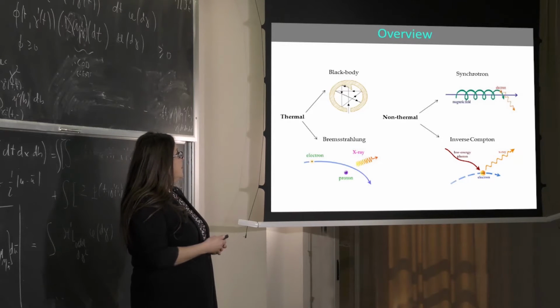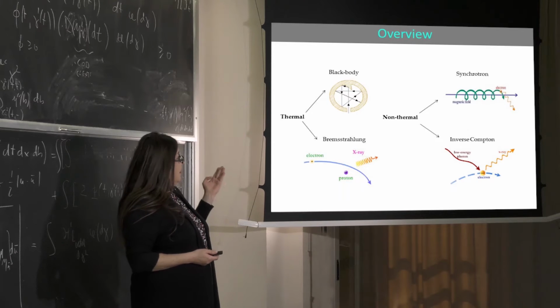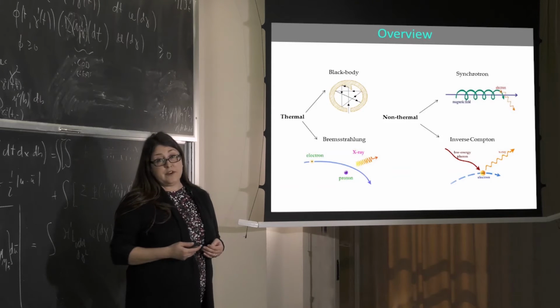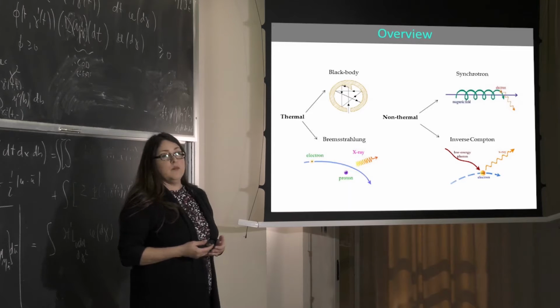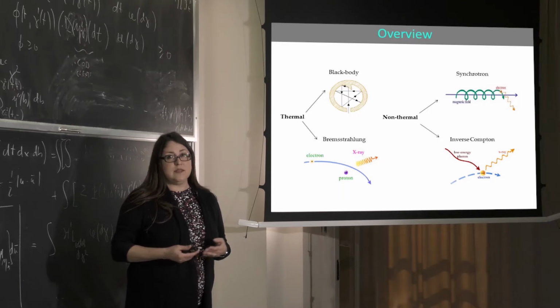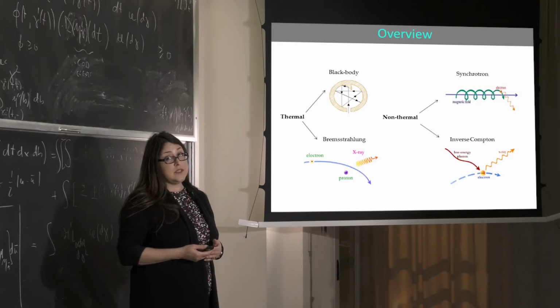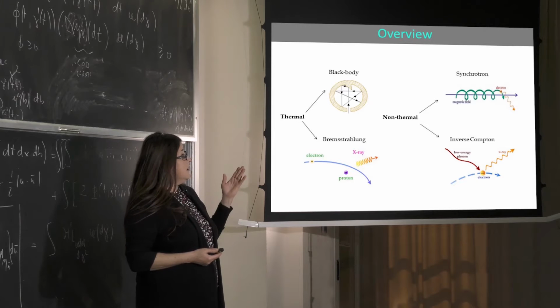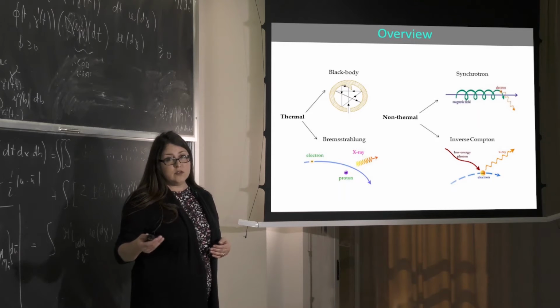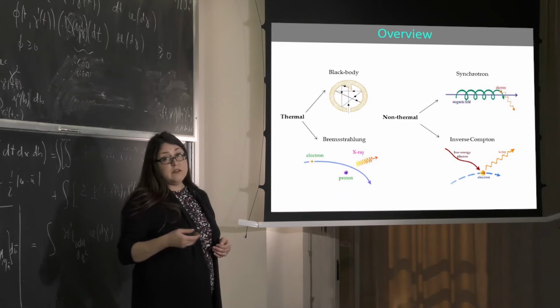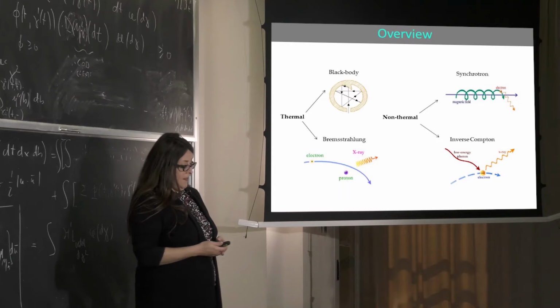As examples, we have blackbody radiation and Bremsstrahlung, or free-free radiation. The most important examples in astrophysics of non-thermal processes are instead synchrotron emission and inverse Compton emission. It can be very complicated, but actually most of these processes come from simple principles of electrodynamics.